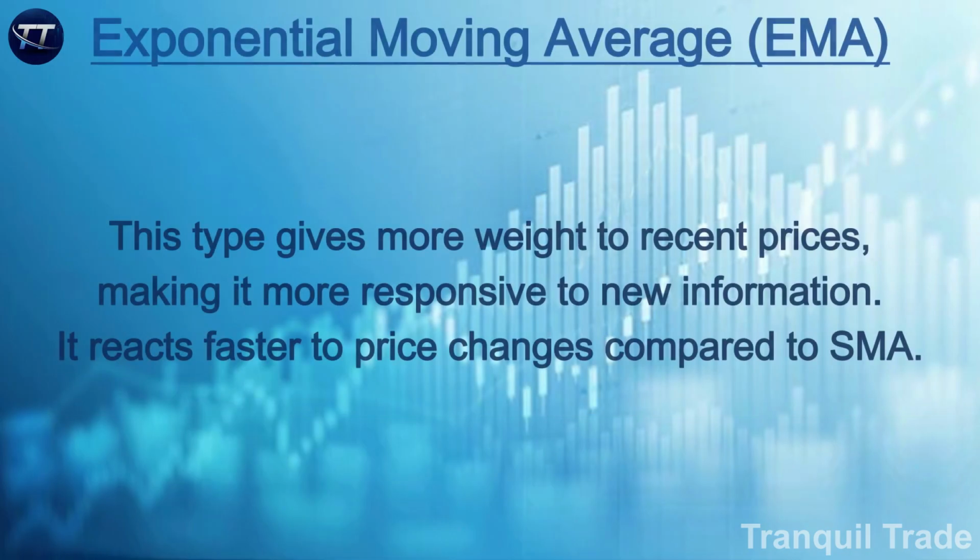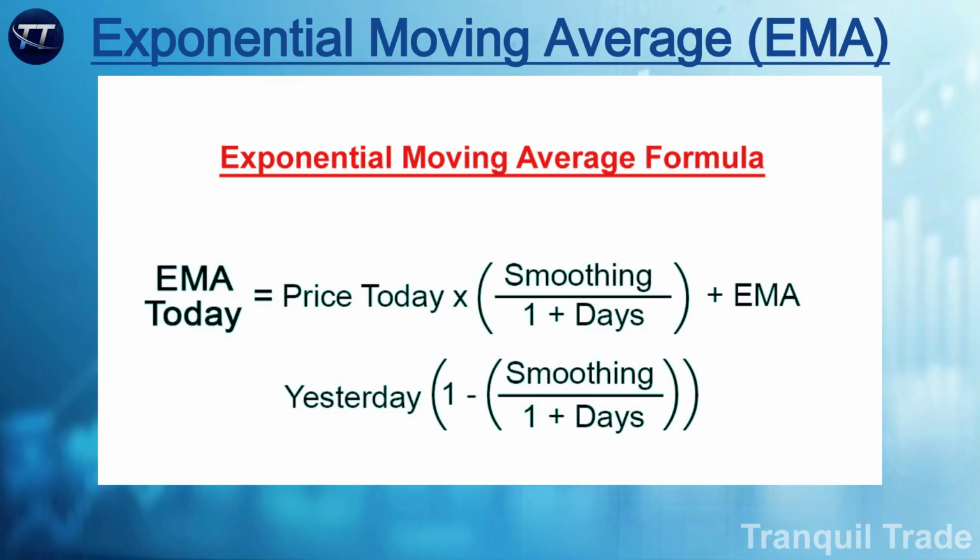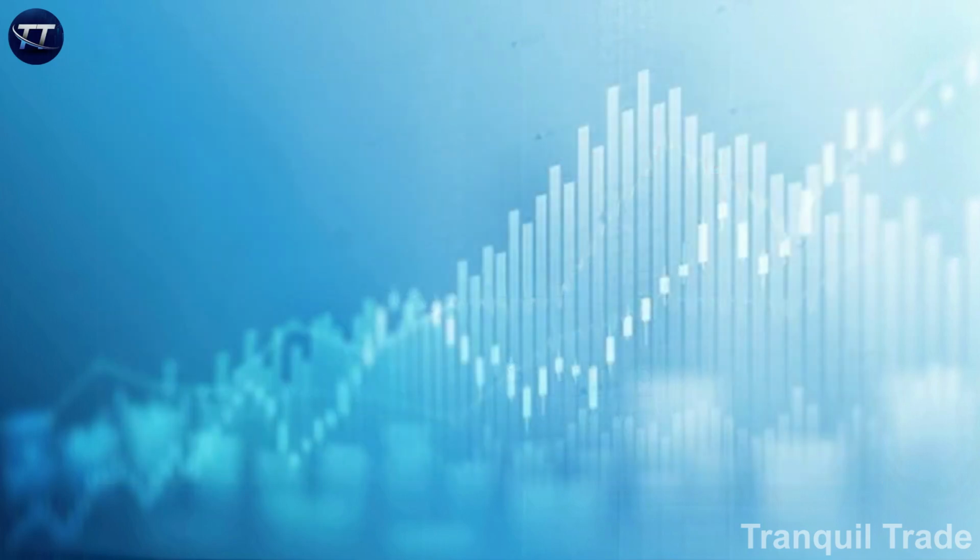Exponential moving average, EMA. This type gives more weight to recent prices, making it more responsive to new information. It reacts faster to price changes compared to SMA.